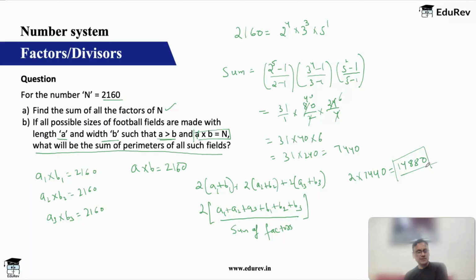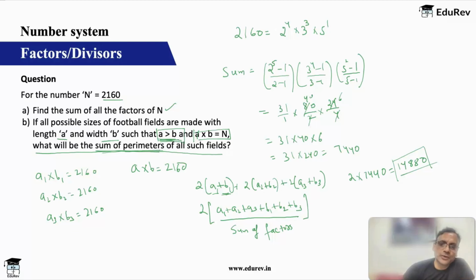So this answer is nothing but 2 times the sum of the factors, because finally when we say perimeter, that means 2 times length plus breadth. That means this only. And we very clearly said that A is greater than B. So there is no chance of double counting.